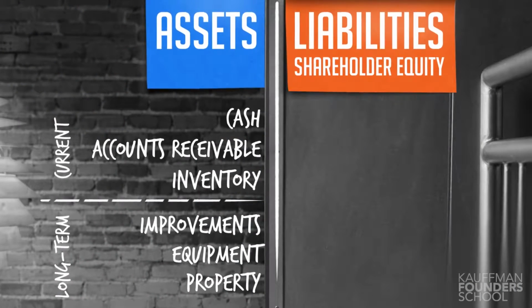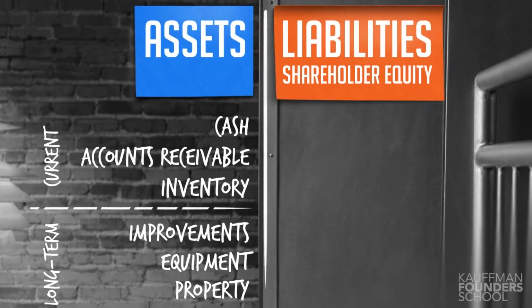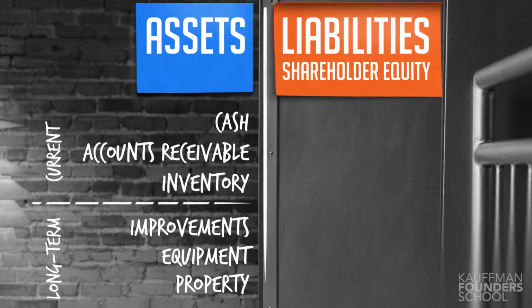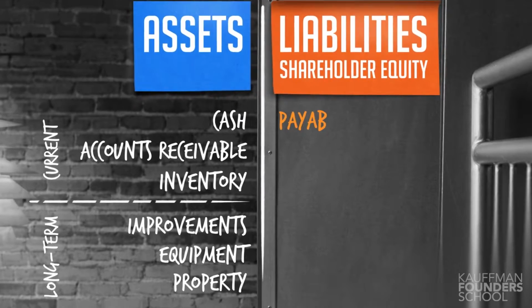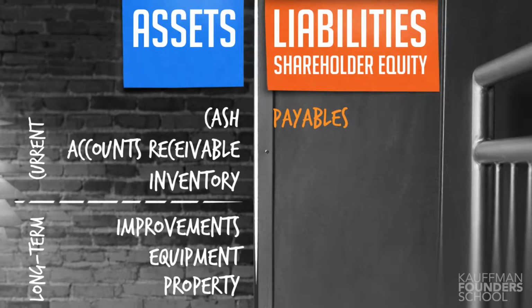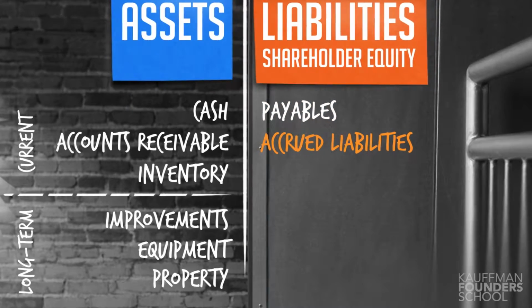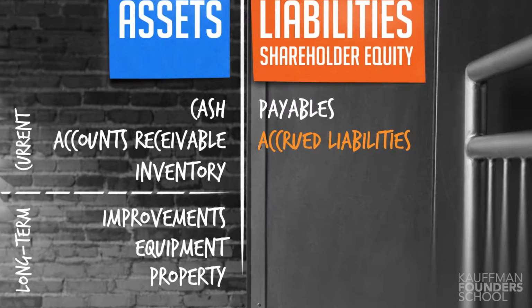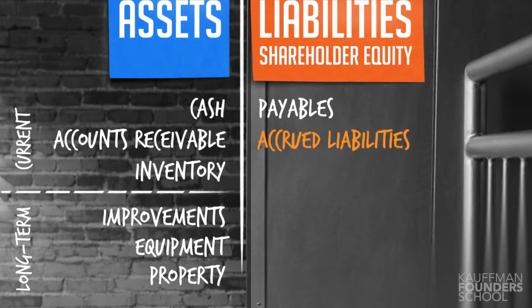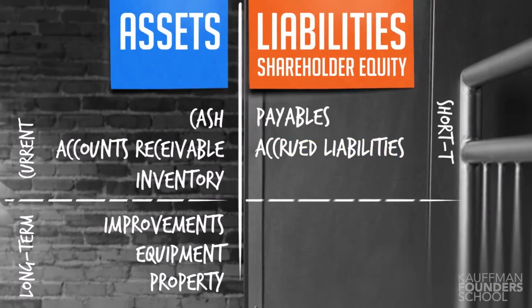Now, on the other side of the balance sheet are your liabilities and your shareholders' equity. Your liabilities include things like debt. They also include your payables. The payables are the money that you owe other people, and your accrued liabilities. Accrued liabilities are generally the money you owe people like your employees. And so your payables and your accrued liabilities are considered your short-term liabilities.